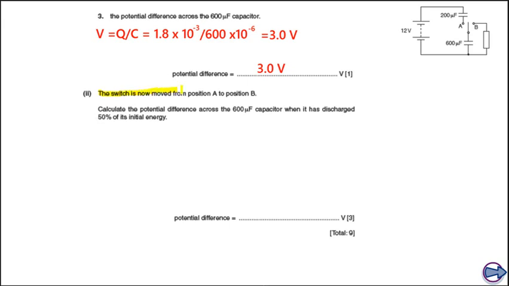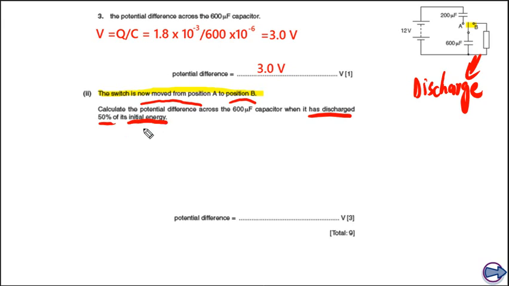Now the switch is moved from A to B. As you can see here, the switch is moved from A to B. Now this is our circuit, and the battery is disconnected. In this case, the capacitor will discharge, because there is no battery in the circuit. So what we need to find is the potential difference across the 600 microfarad capacitor when it has discharged 50% of its initial energy.